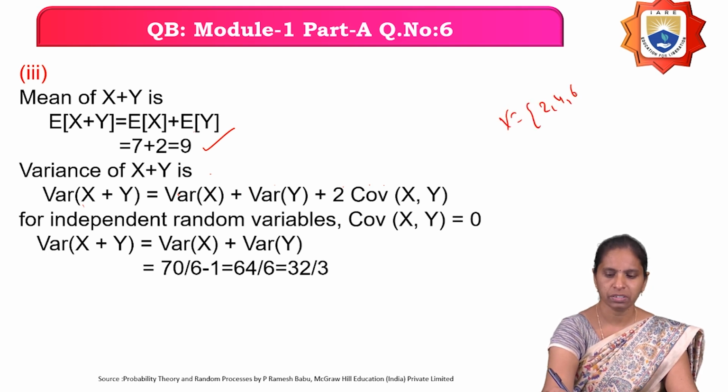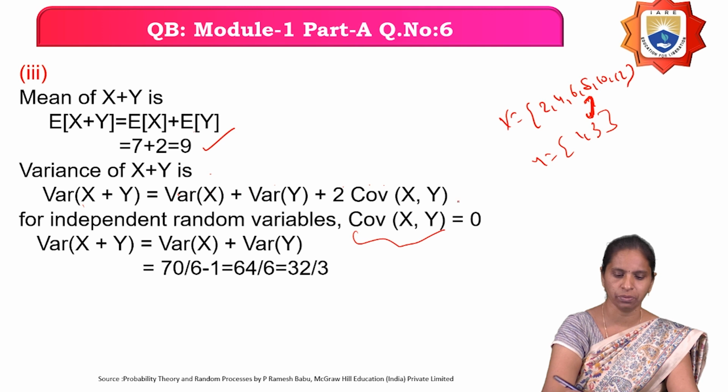2, 4, 6, 8, 10, 12. And what is y? 1, 3. So they don't have any common elements. Therefore they are independent random variables. So for independent, uncorrelated variables, the covariance equals 0. Therefore, the variance of x plus y equals the variance of x plus the variance of y.